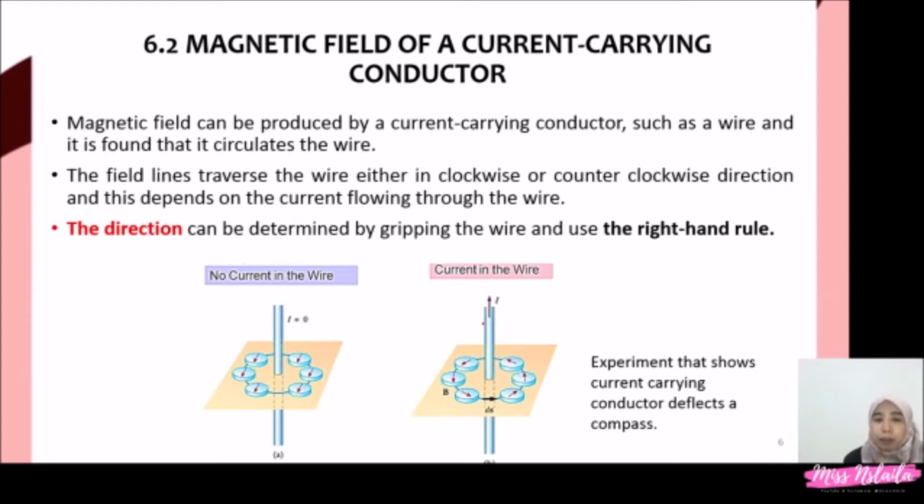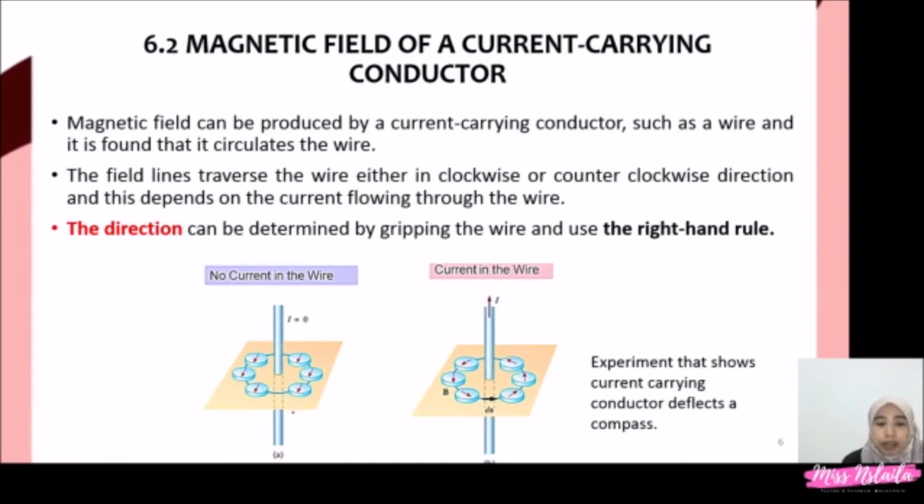Instead of using a bar magnet, a magnetic field can also be produced by a current carrying conductor such as a wire. So how do we determine the direction of the magnetic field? It depends on the direction of current on the conducting wire. So look at these two diagrams.